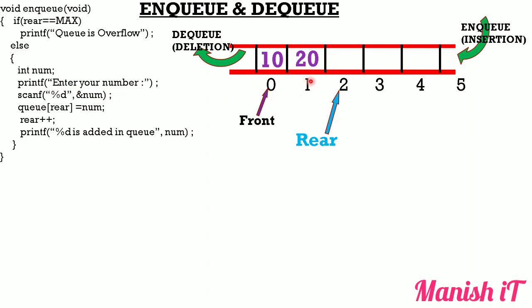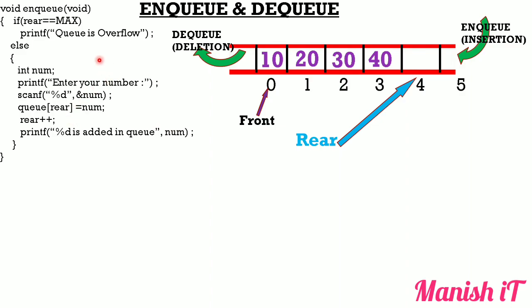Indexing number is 2, and location is third. Once again the user wants to enter some value, that is 30, so after increment, rear is pointing to the fourth location. Once again the user wants to add another element, that is 40, so after increment of rear, it's pointing to the fifth location.